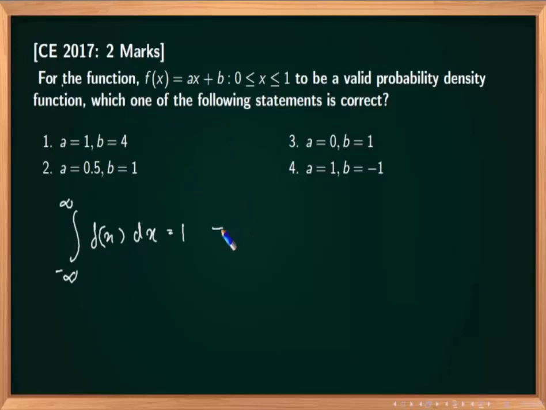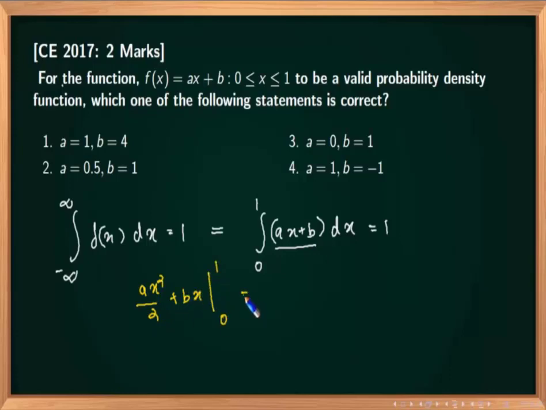So in this case, I can directly write that the integral from 0 to 1 of f of x, which is ax plus b, dx must be 1, provided this is a valid PDF. If I integrate this, I can write ax square by 2 plus bx with limits 0 to 1 must be 1 for this to be a valid PDF. If I substitute 1 for x, I'll get a by 2 plus b.